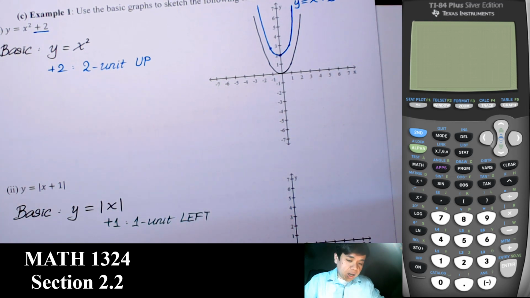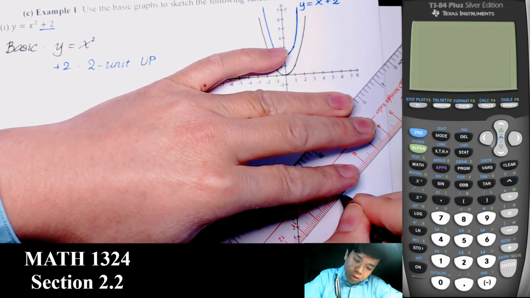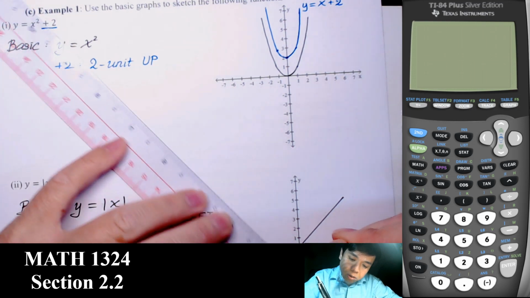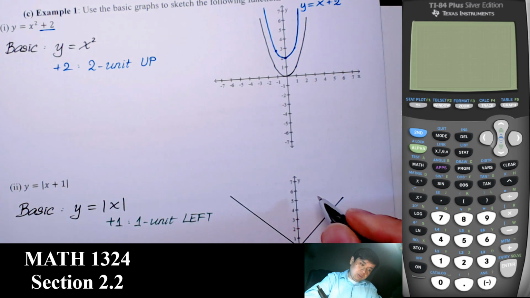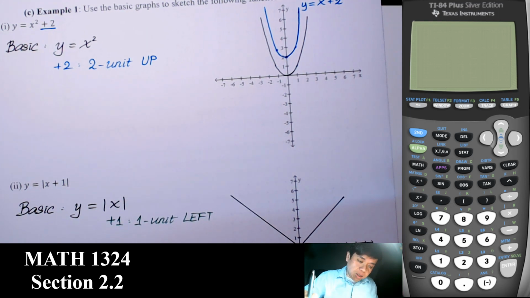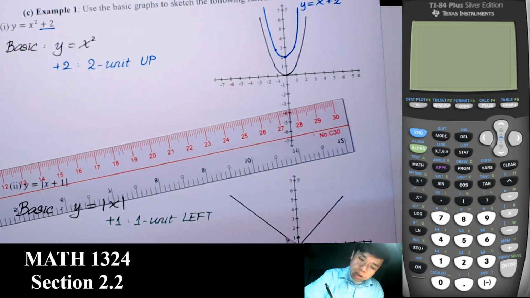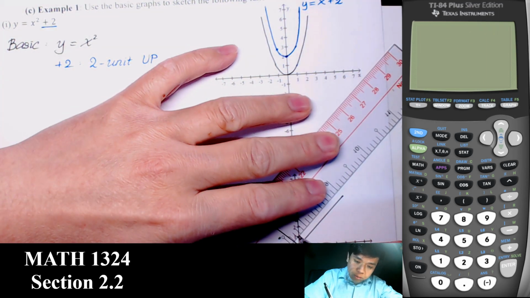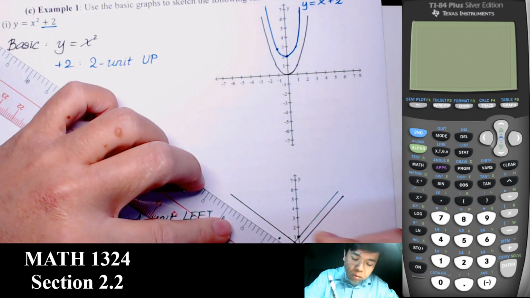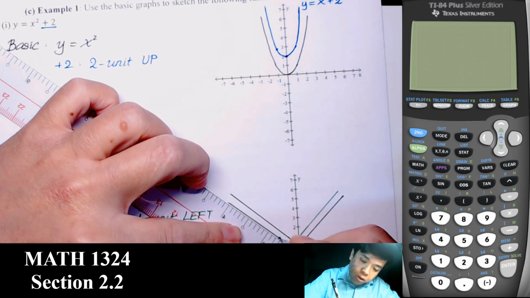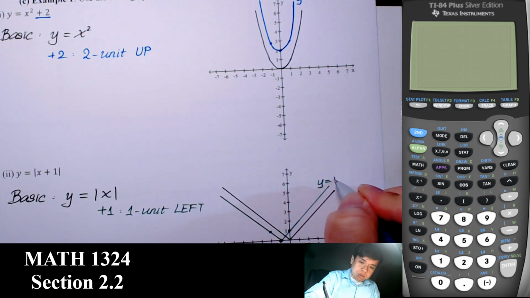So we start with an absolute value, which is a V. And now everything moves 1 unit to the left. So this goes to the left, this to the left, this to the left. Just say it: this is y equals the absolute value of x plus 1.